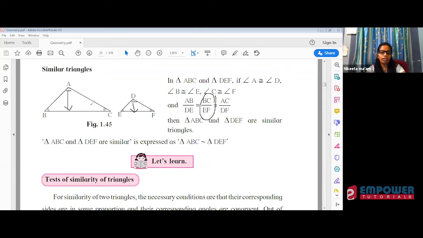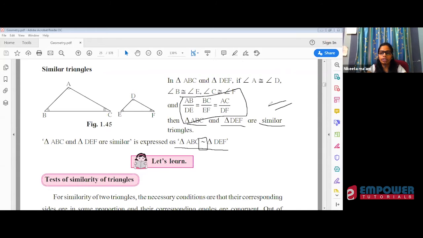So in the case of similarity, the angles will be congruent to each other, but the sides won't be congruent to each other; their ratio will be equal. So we can say that triangle ABC and triangle DEF are similar triangles. To show two triangles are similar to each other, we use this sign. In case of congruency, we use this sign, or either this or this, but mostly for congruency we use this sign, and for similarity, we use this sign. I guess everyone knows this, right?